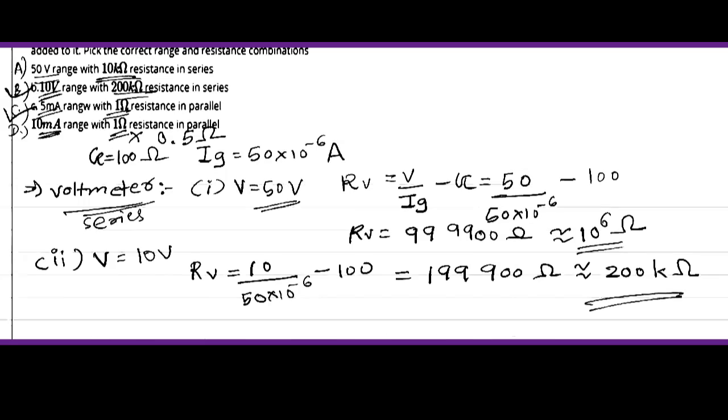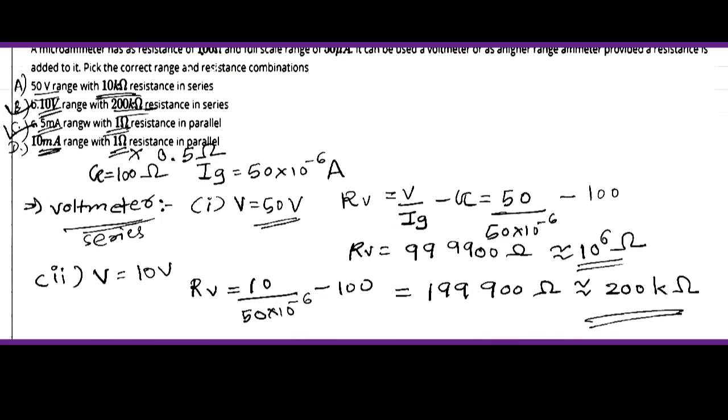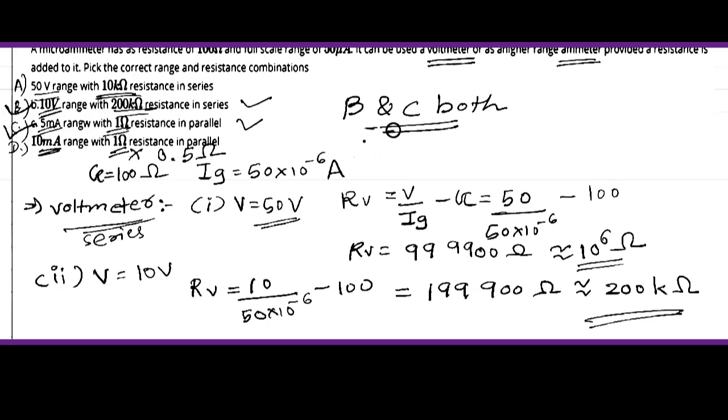So, for this question, if this microammeter is used as voltmeter, option B will be correct. And if it is used as an ammeter, option C will be correct. But here the question asked for both, so our answer will be B and C both correct. Okay?